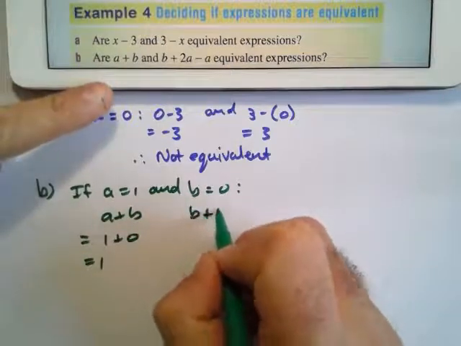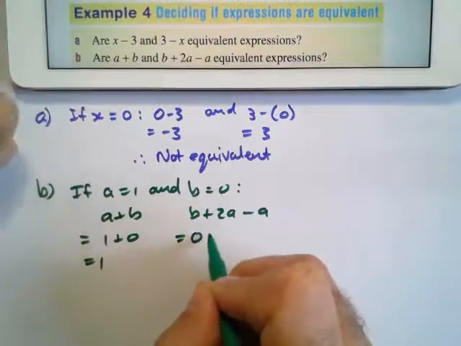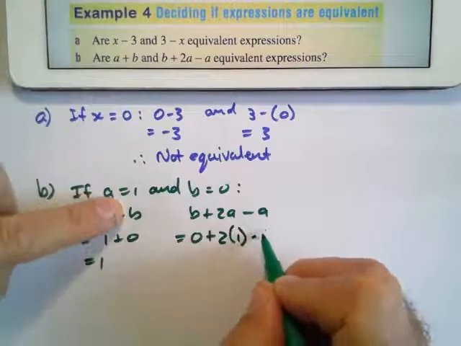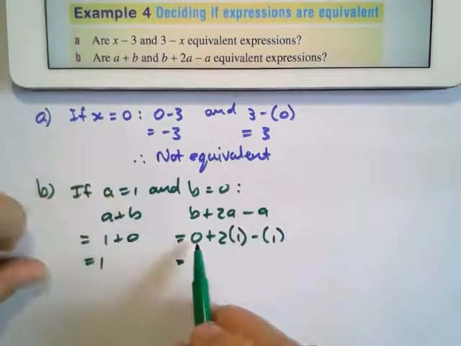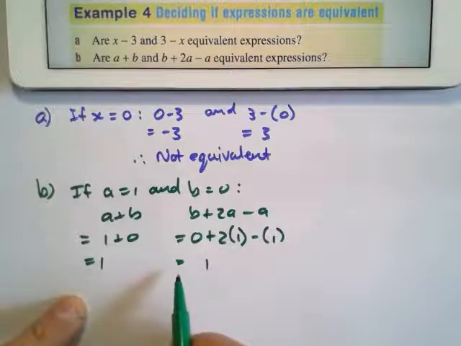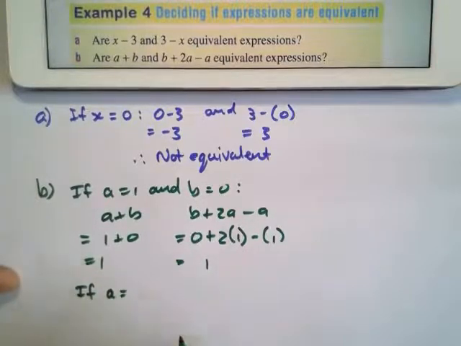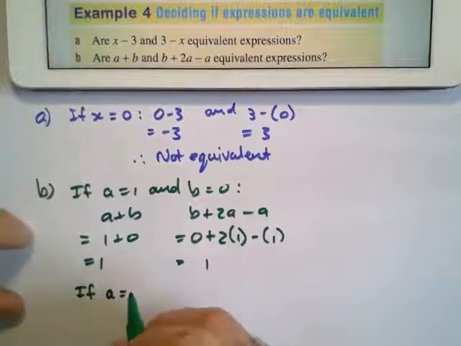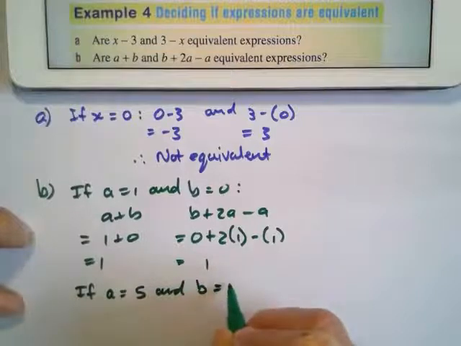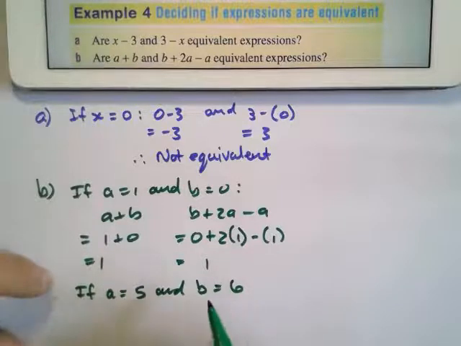If I have b plus 2a minus a, it's going to be b is 0, plus 2 times a, which is 1, minus 1. So 0, 2 times 1 is 2, 2 minus 1 is 1. So it looks like it's true, but I have to check some more values. If a equals, and you can choose anything, let's say 5, and b equals 6. It doesn't matter what, they don't have to follow each other, it can be 25 if you want to.